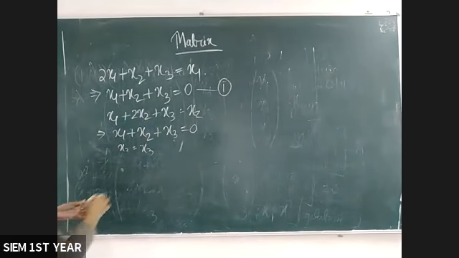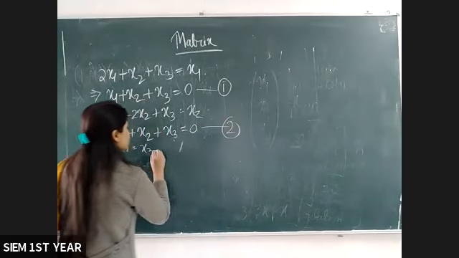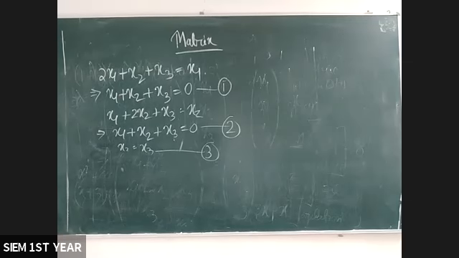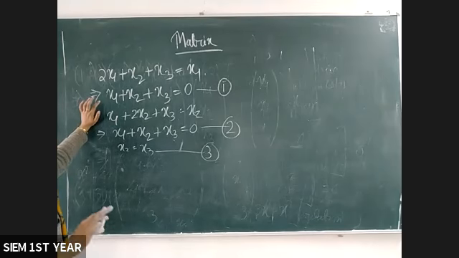Clear? So this is your first equation, this is your second equation, this is your third equation. You have to just equate the two matrices, and you already know that for two equal matrices the corresponding elements are the same. So we are just equating each corresponding element and we get three equations. Okay, so there are three unknowns.